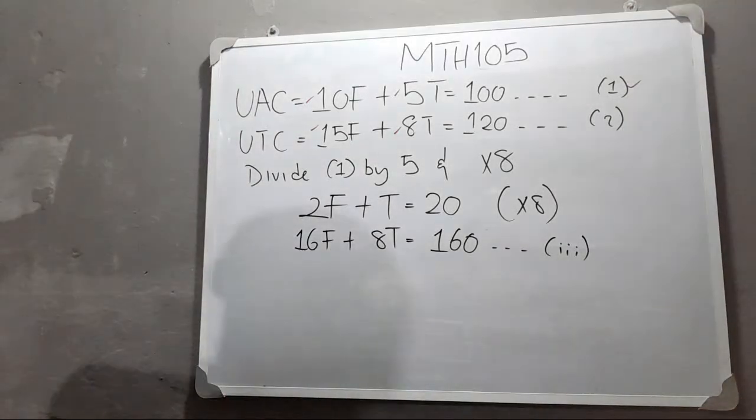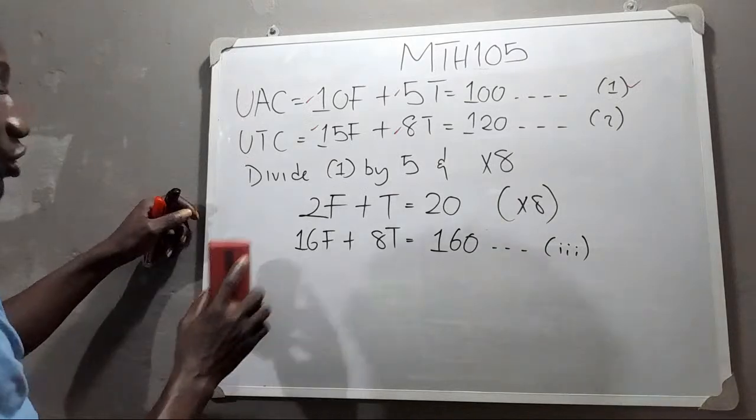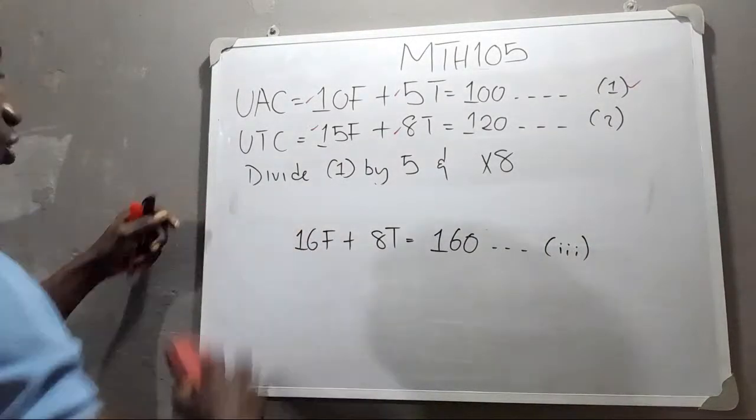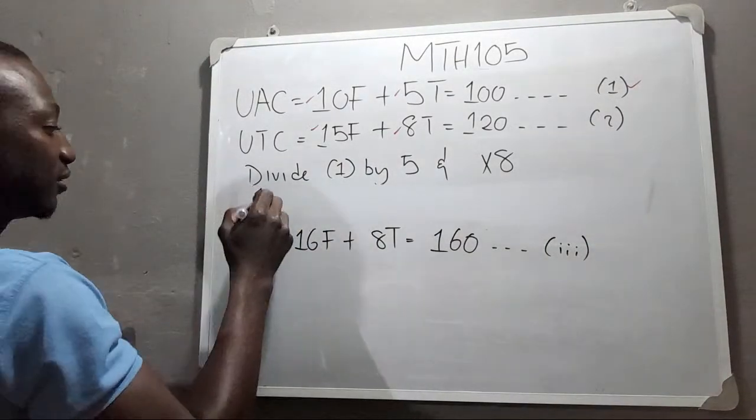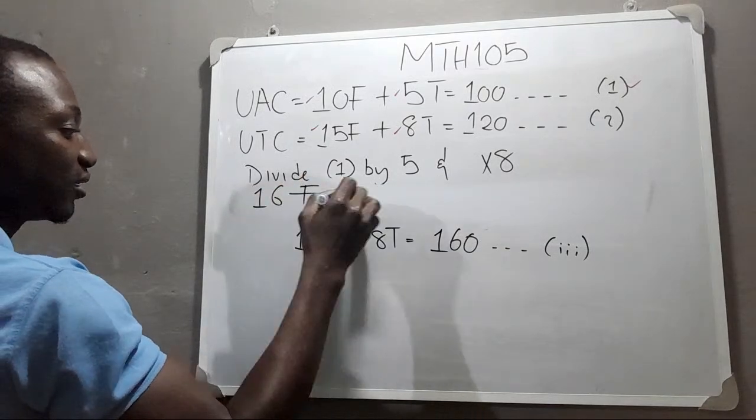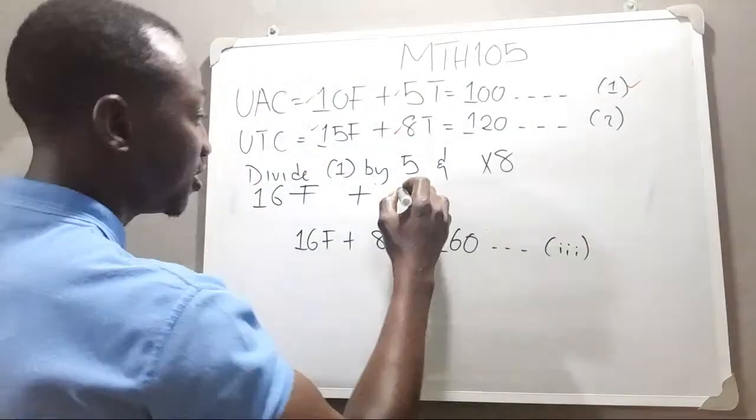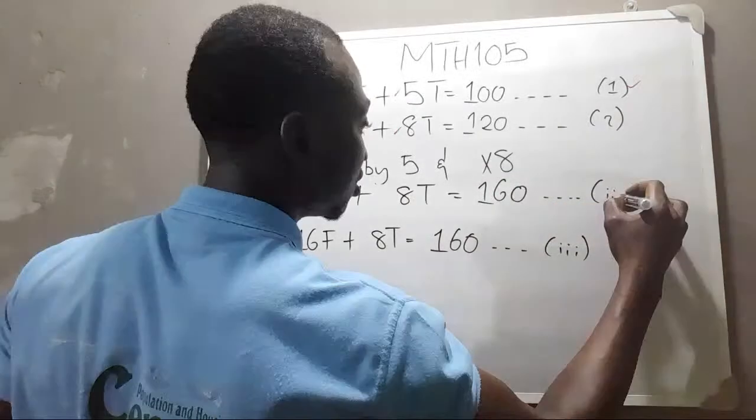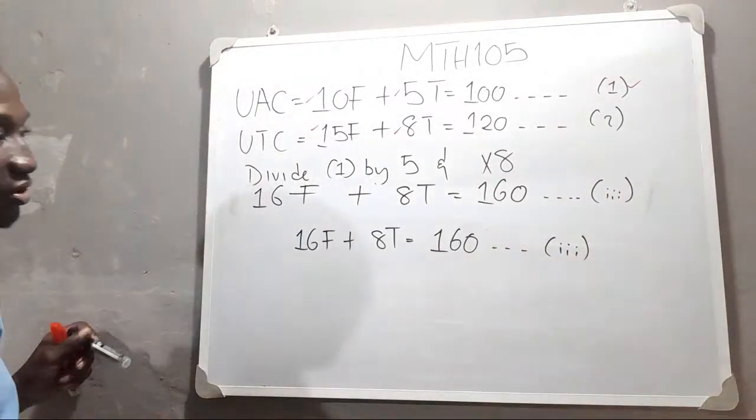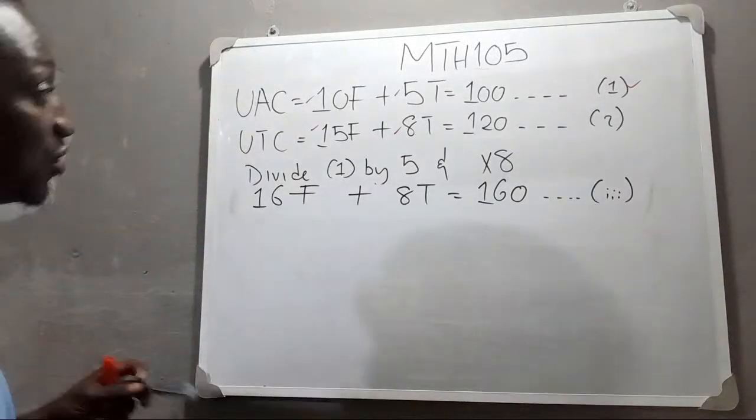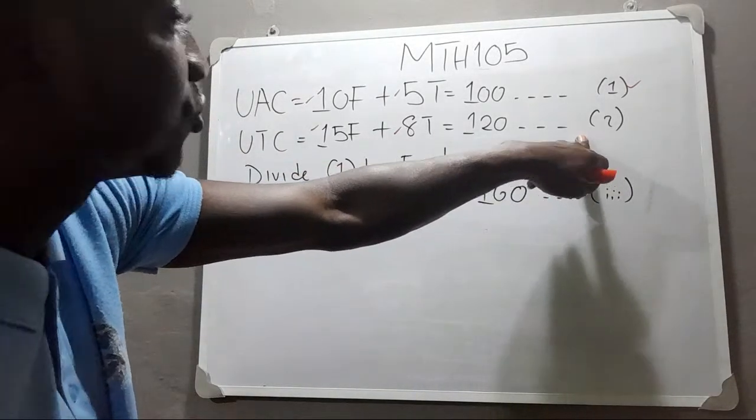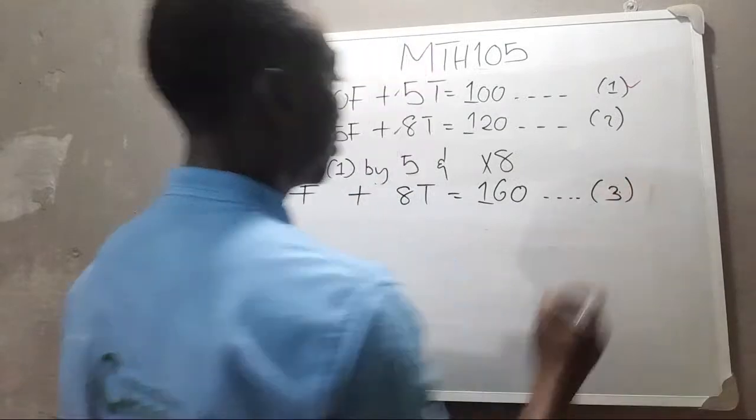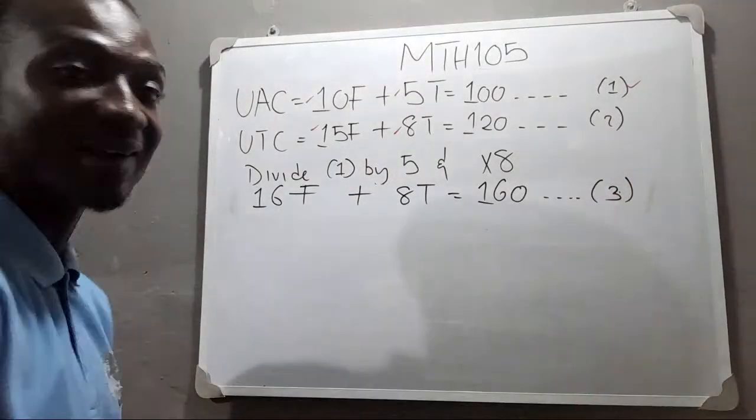Okay, so we now have equation 3. Let me raise it up a bit. Equation 3, we have 16f plus 8t equals 160. So now the next thing we are going to do is subtract equation 2 from equation 3.